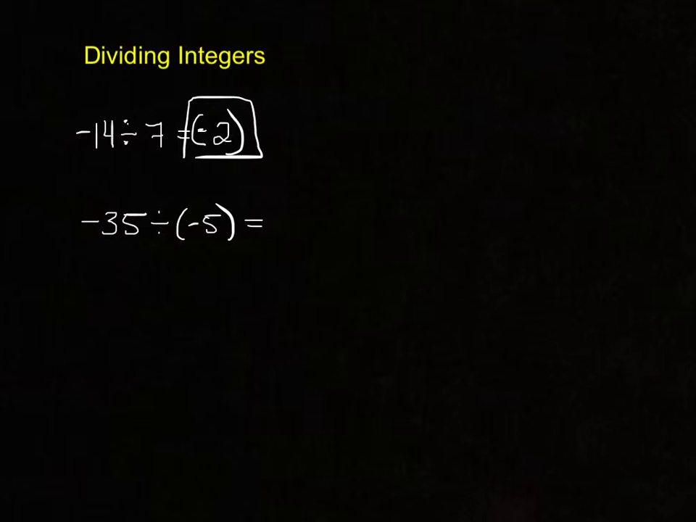So now all we have to worry about is dividing correctly. And how many times does 5 fit into 35? It fits in there, again, 7 times. And so we have a +7.